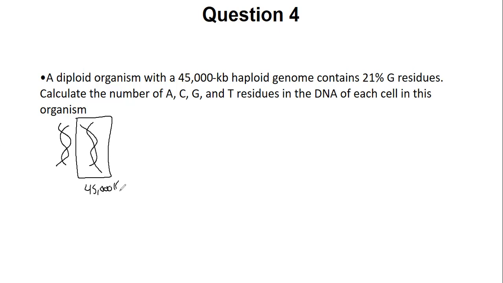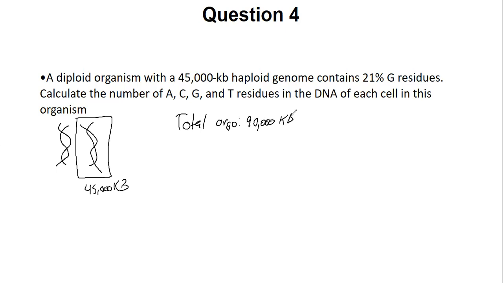Therefore, the total DNA of this organism is 45,000 times two, because it's a diploid, not a haploid. So the total DNA in this organism is 90,000 kilobase pairs. So that's the first thing we need to get out of this problem. What's the difference between a diploid and a haploid? After that, we can start doing some of the math.